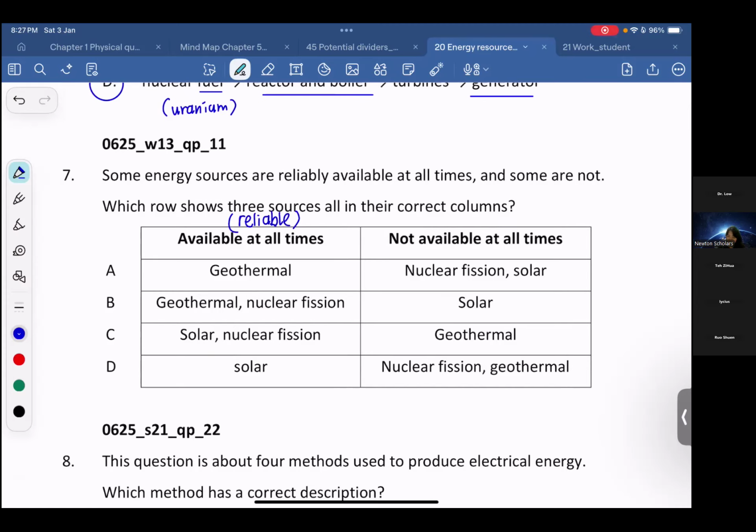Zihua, no. Solar, sunlight is not there all the time. At night we don't have the sun, so it's not available all the time. So solar, no. C and D wrong. Okay. Geothermal, yes. Nuclear fission, yes. Nuclear fission is once we want it, then we just make the process happen using the neutron to trigger it. Available all the time, yes. So this one, A, is wrong, because solar is not available all the time. Answer is B.